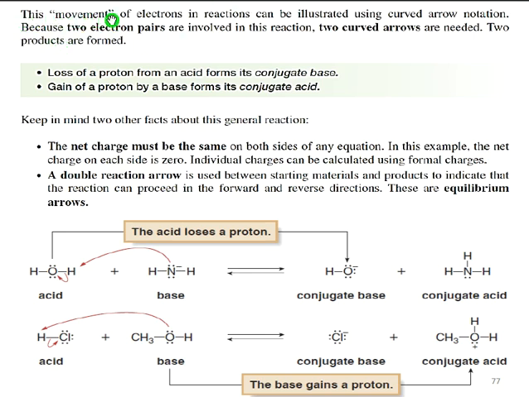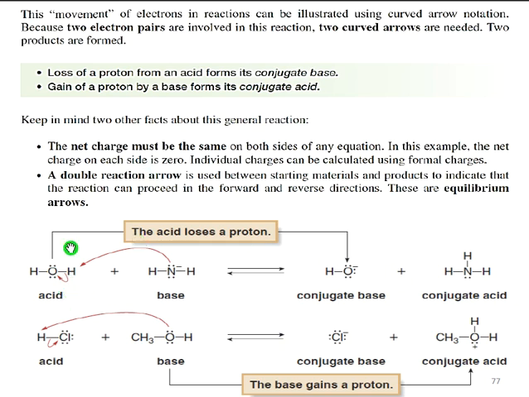Okay, this movement of electrons in the reaction can be illustrated using curved arrow notation. That means we have to use the curved arrow notation to show how the electron pair will attack the proton, and the bond between oxygen and hydrogen will be broken, and the two electrons will be converted to the oxygen atom. Then it is necessary to use the curved arrow notation.